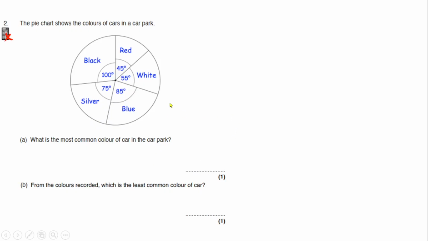Of course, you should know that the higher the sectorial angle, the higher the number of cars involved. So the highest sectorial angle is 100 degrees, which means the most common car will be black cars. Then from the colors recorded, what is the least common color? Of course, the least common color will be the color with the least sectorial angle, which is 45 degrees. So that would be red cars.